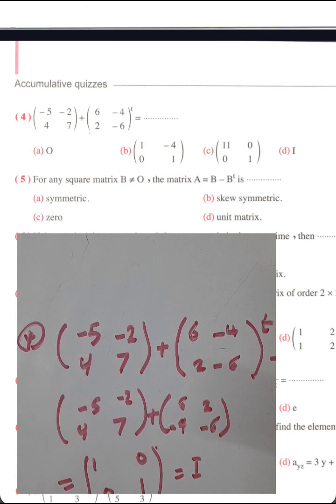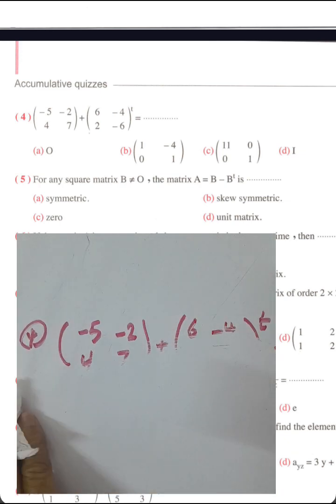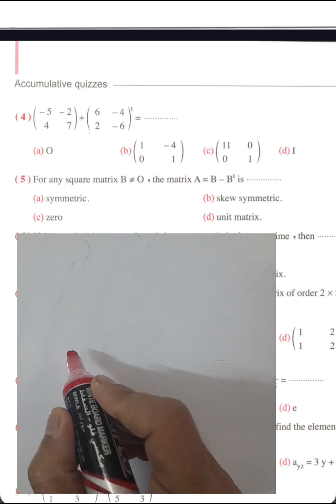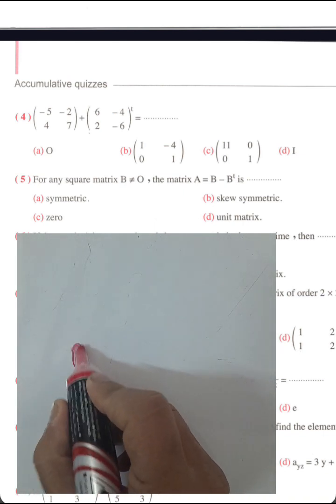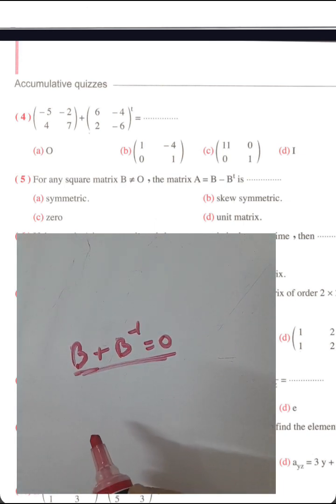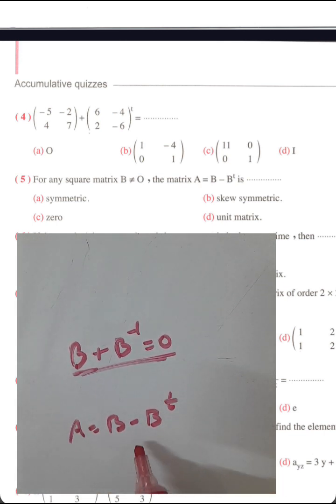Question number 5. For any square matrix P not equal 0, the matrix A equals P subtract P transpose is what? We call it what? Skew and symmetric, because we have here a square matrix P. We have 2 vertical and 2 horizontal elements in it, and they give us matrix A equals P subtract P transpose. We call it a skew matrix because the sum of them equals 0. If matrix P plus the transpose of P equals 0, we call it skew. Skew matrix, because the sum of them equals 0. And he gives us A equals P subtract P transpose. The difference between them equals A.